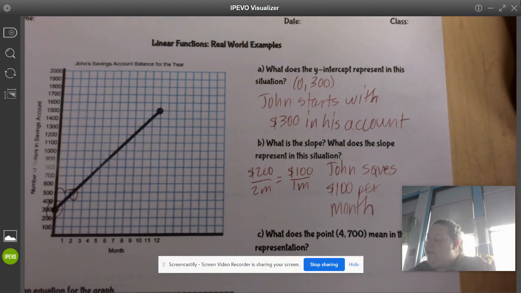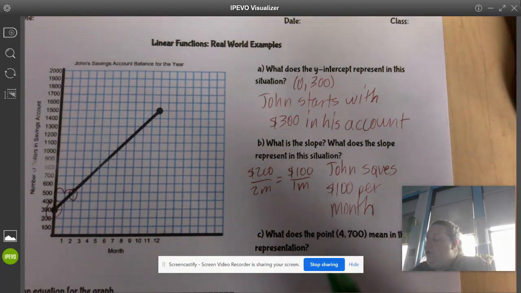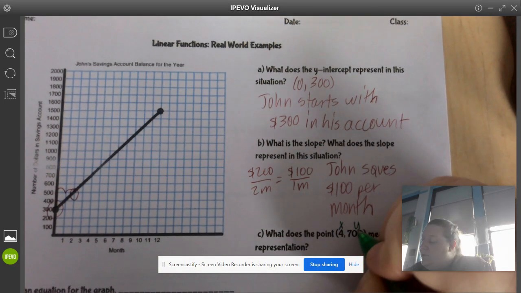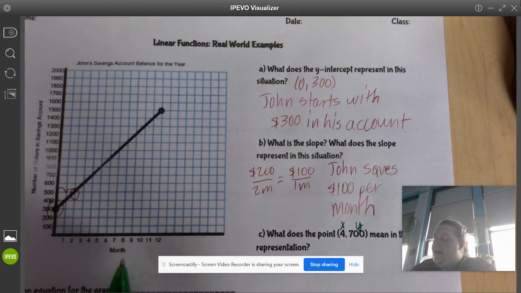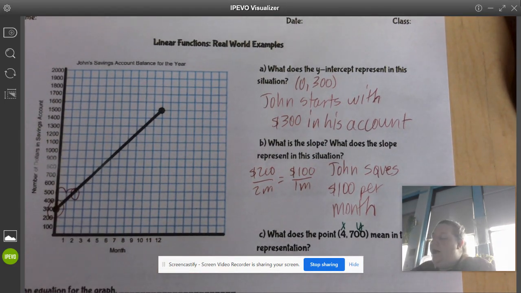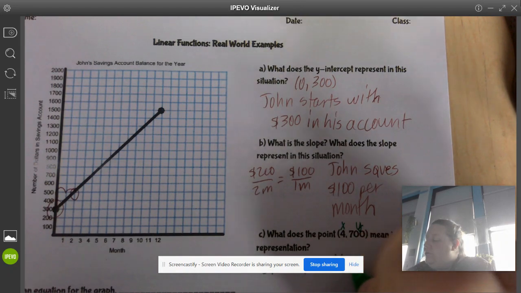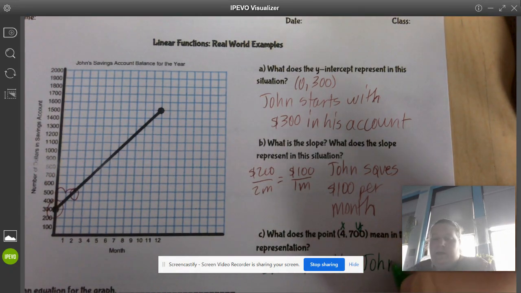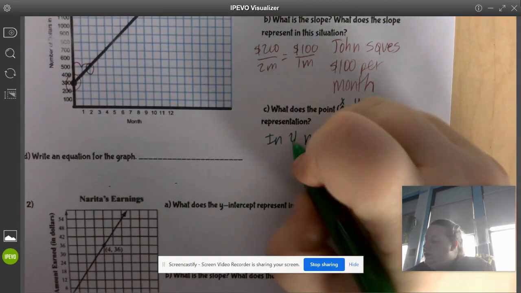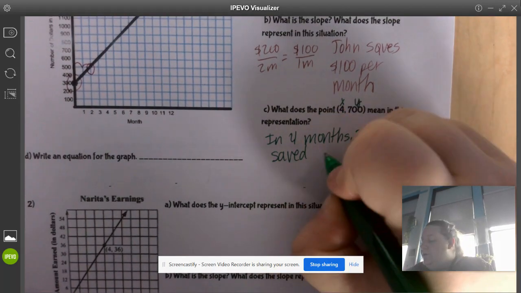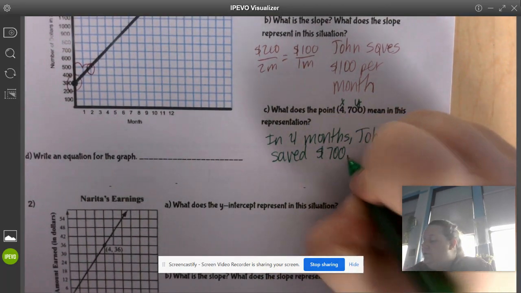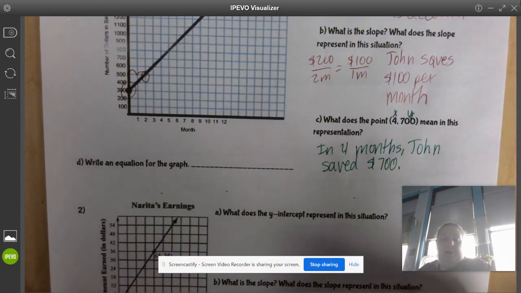So what does the point (4, 700) mean? So in a point, we have x and y. And looking at our graph, x represents months and y is how much we have saved money-wise. So this is saying in 4 months, John, let me adjust this, saved $700.